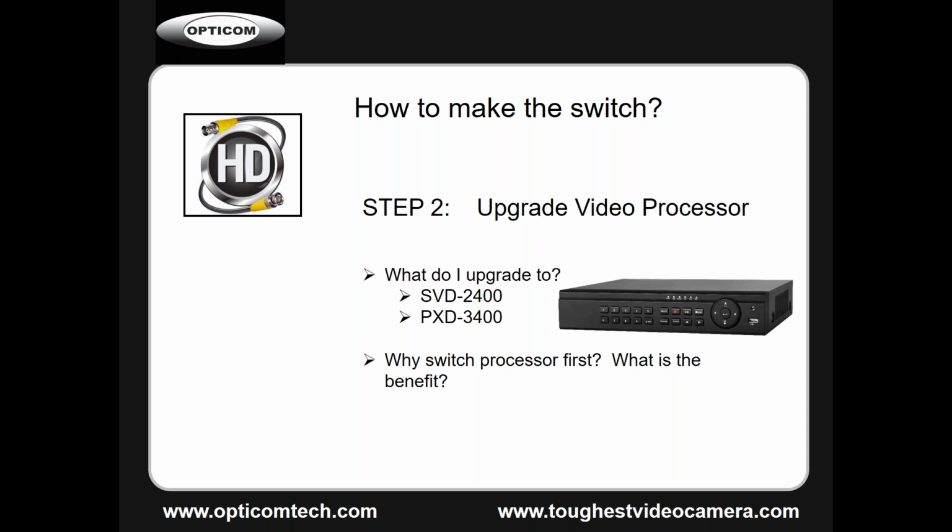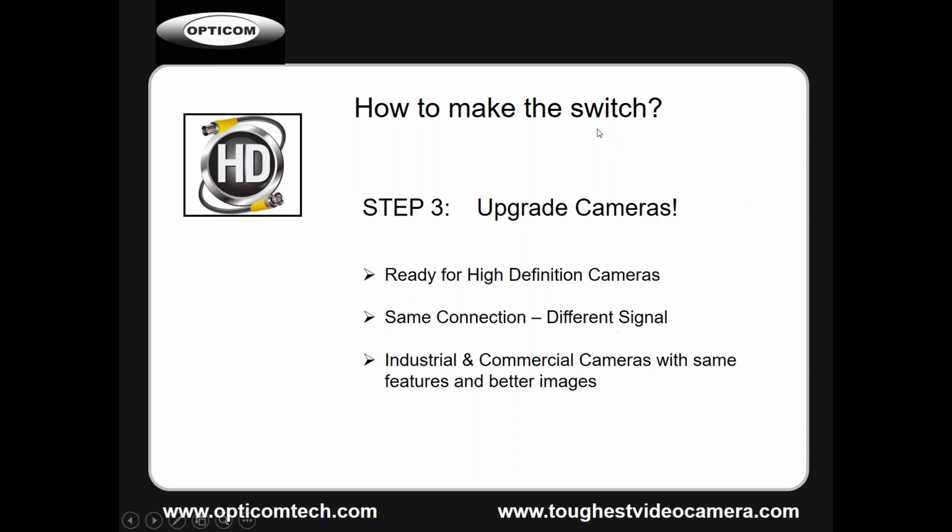This is key because you cannot run the cameras. If you upgrade your cameras, you can't run them on your existing processor or DVR, whatever it is that you may have in place. So you have to switch this out first. So we need to make sure that the first thing we do is the processor, okay? I just cannot emphasize that enough because it's vital to the entire thing.